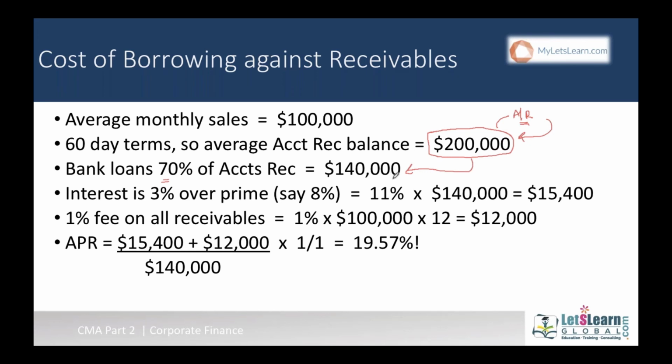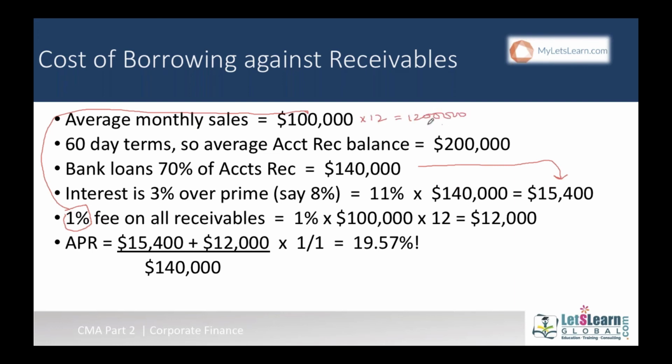On 140,000, say the bank is charging you 11% interest. 11% of 140,000 is 15,400. So your cost of borrowing is 15,400 on this amount. Not only this, there is a fee of 1% on the total amount collected, the total amount of receivables. The total amount is 100,000 per month. So 100,000 times 12 is 1.2 million. 1.2 million times 1% is 12,000.